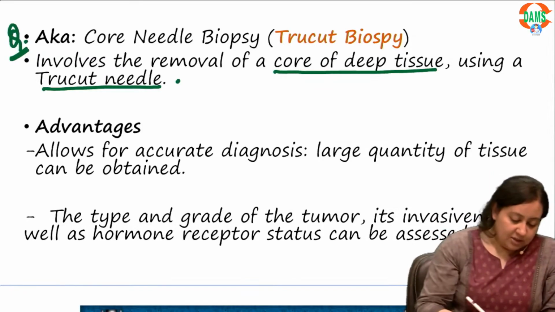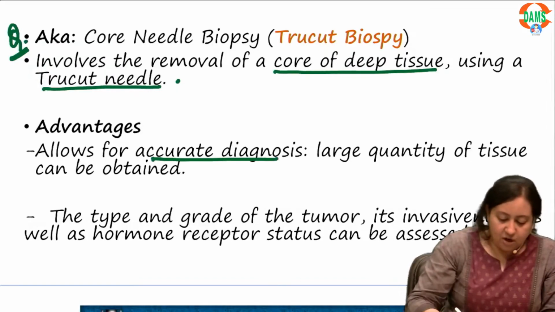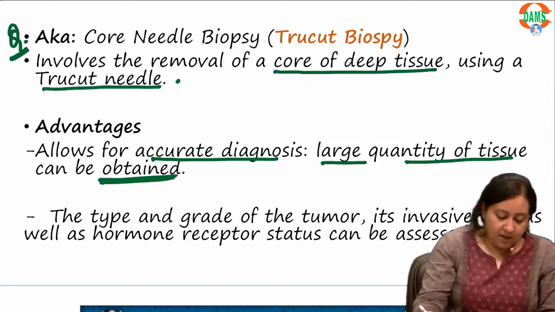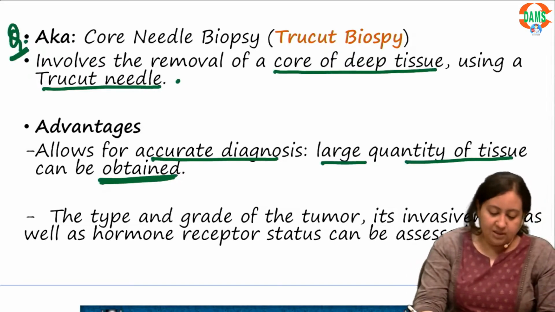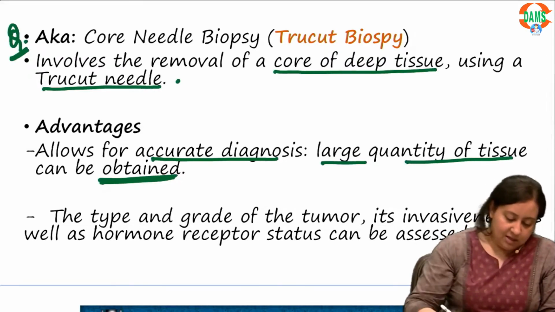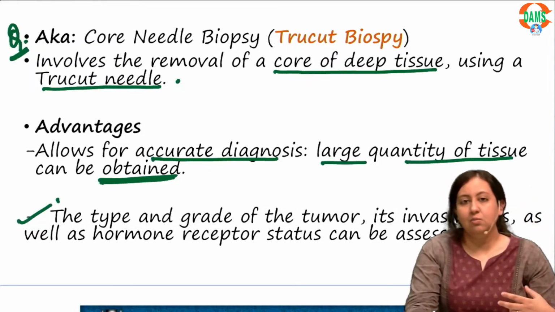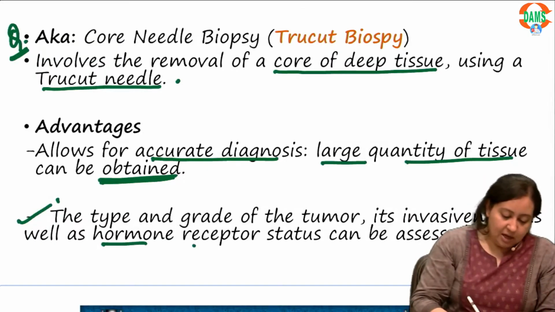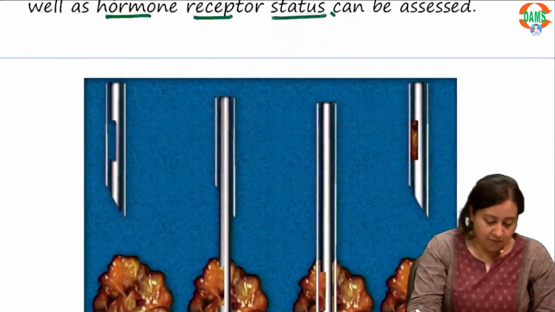Now the advantage is it allows for accurate diagnosis, and a large quantity of tissue can be obtained. The type and grade of tumor, its invasiveness, as well as hormone receptor status can be assessed. So when you do a core biopsy, you can assess many parameters, and hormone receptor status, especially in cases of breast cancer, you can assess with the help of a true cut biopsy or a core needle biopsy.